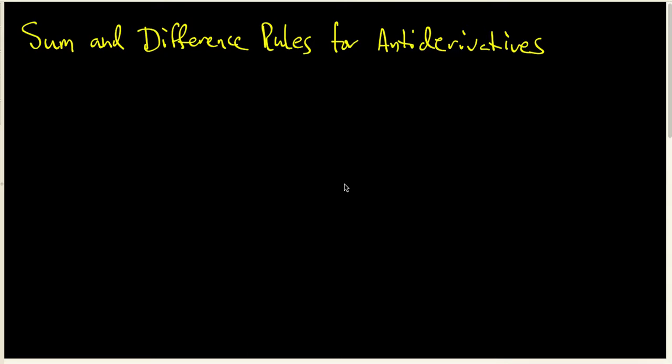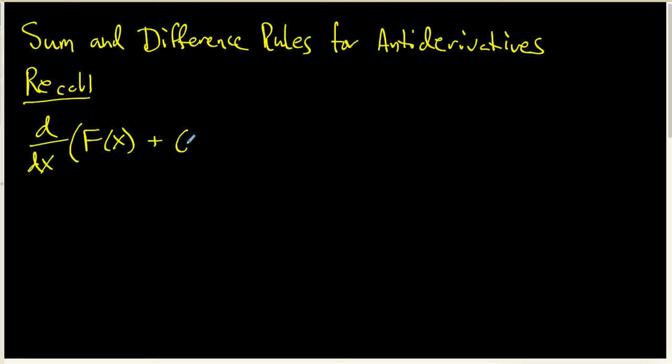In this video, I want to look at the sum and difference rules for finding antiderivatives. I want to start with a basic fact from Calculus 1. I want to remember that in Calculus 1, we learned how to find the derivative of sums and differences. The derivative of capital F plus capital G is just capital F prime plus capital G prime.